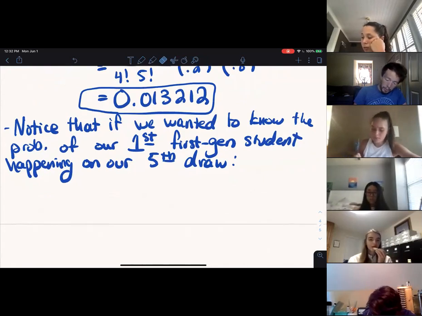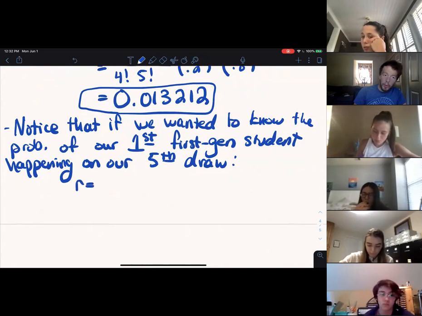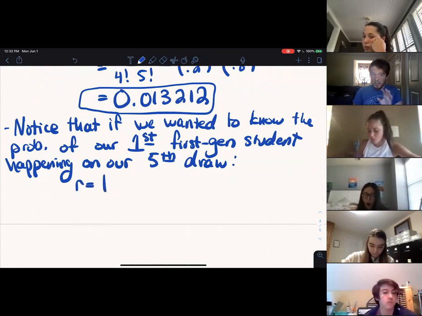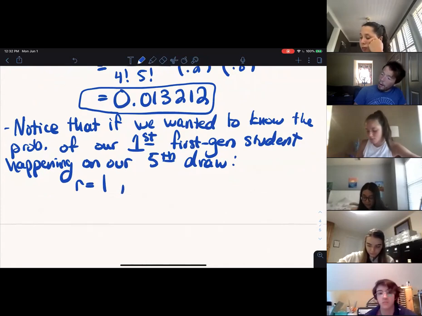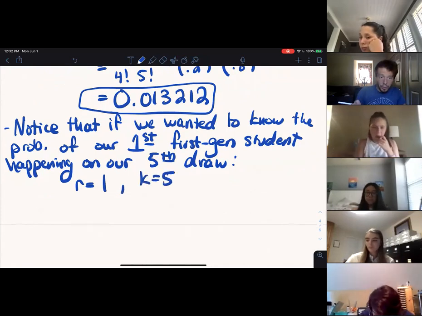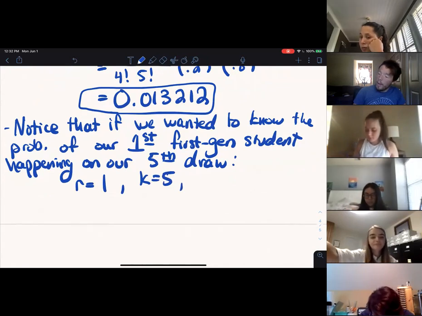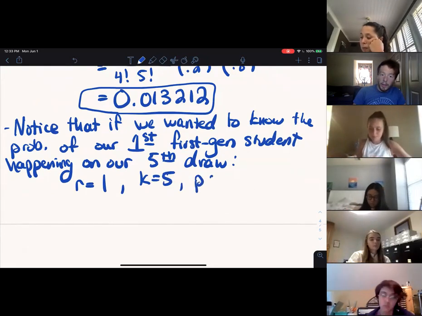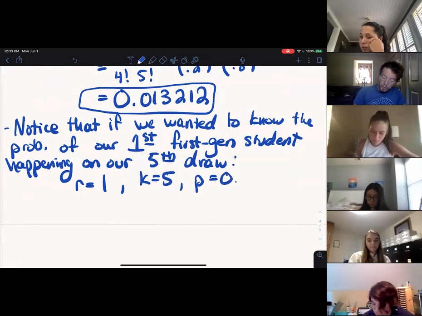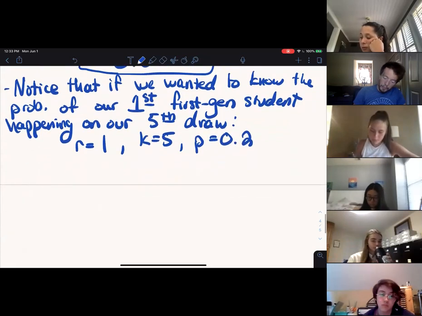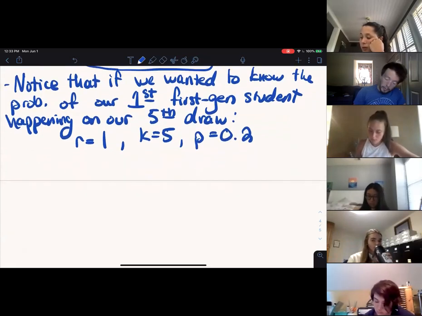So we are only interested in r equals 1. We want to know when the first one happens, not the second, the third, or the 5th. Our k in this case is 5. We want to know the probability that it takes us 5 trials until it happens. And our probability of any individual success is 0.2, right? So we could very easily plug this into our formula.